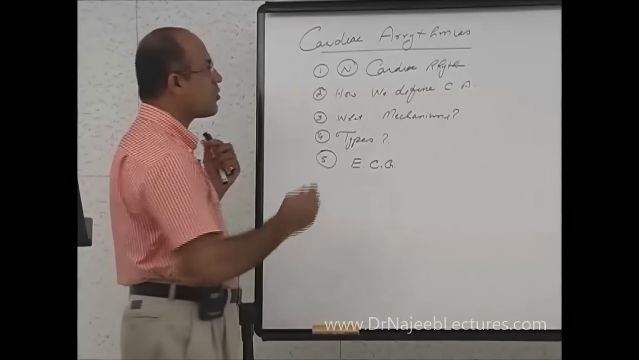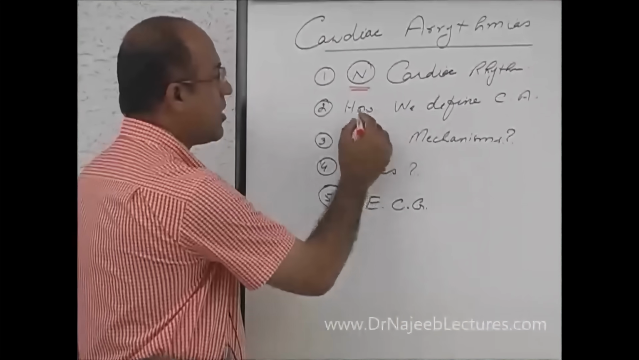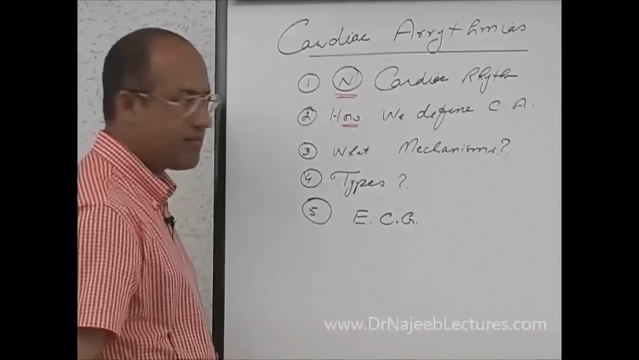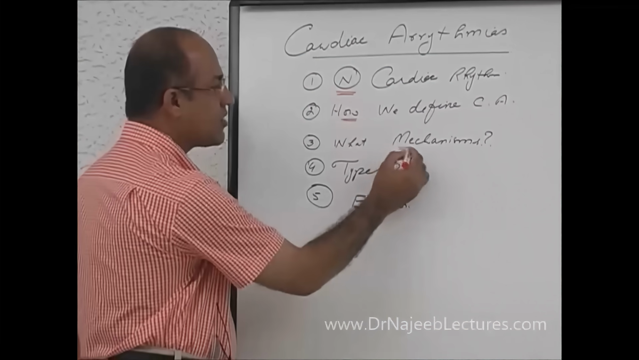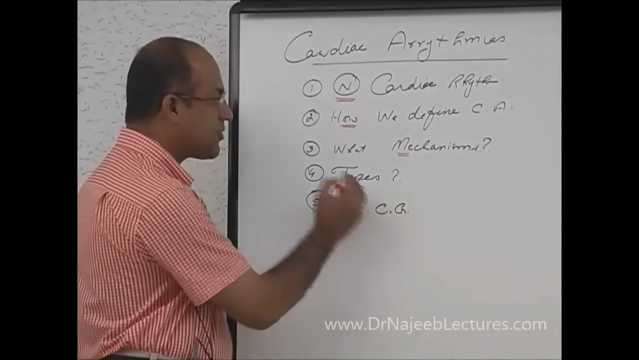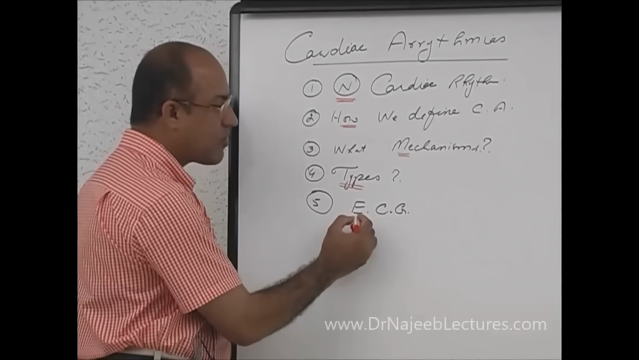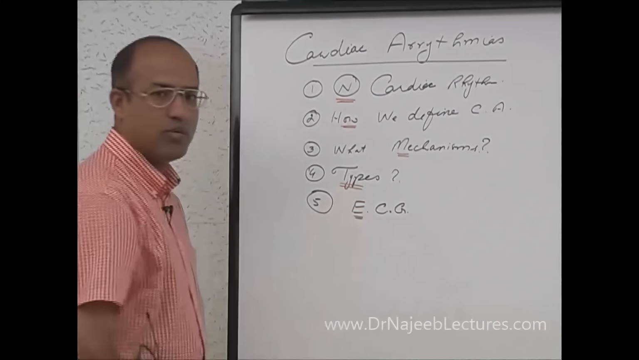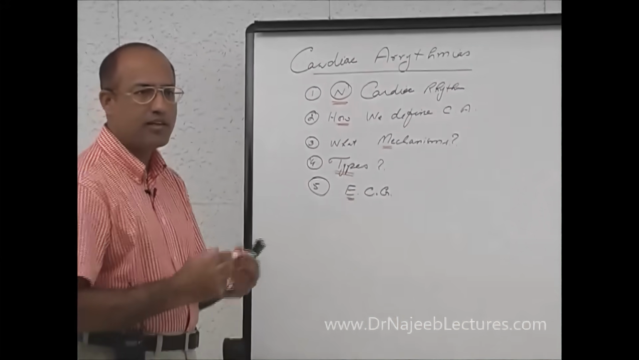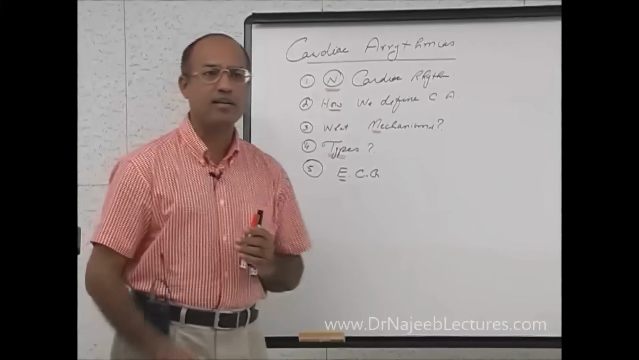Number one, what is normal cardiac rhythm? Number two, what is abnormal cardiac rhythm? Number three, what are the mechanisms which produce cardiac arrhythmias? What are the types of cardiac arrhythmias? And what is the relationship of abnormal cardiac rhythm with ECG? Right? So first of all, we will talk about what is normal cardiac rhythm.